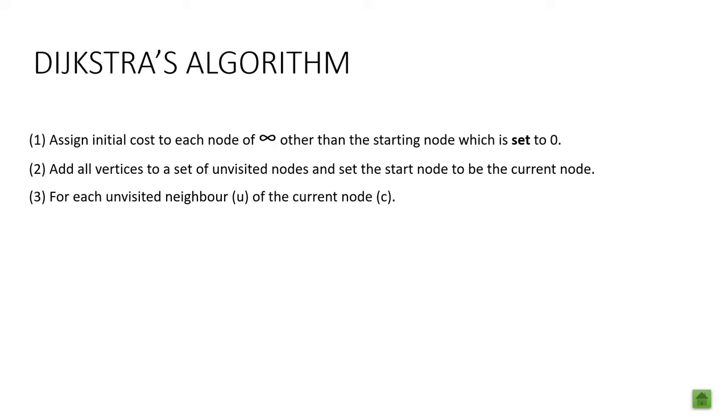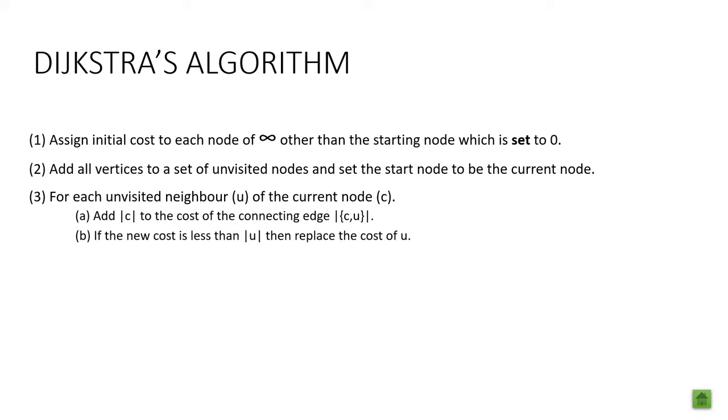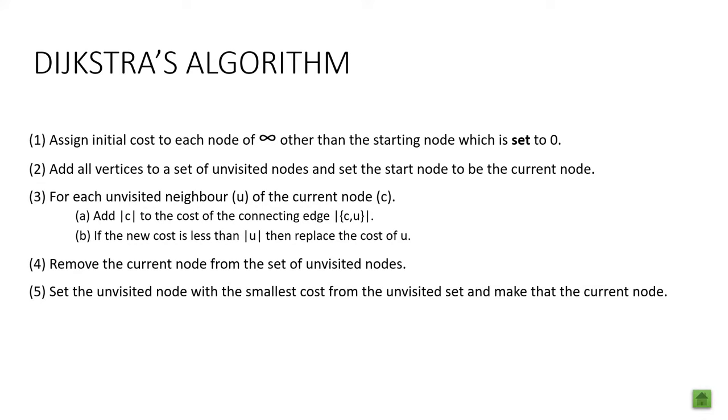For all unvisited neighbors, we put them on one side of the current node. We then visit each unvisited neighbor of the node, and then we just simply add the costs up as we go through. And if we come across a node that has a new cost that's less than the current cost there, then we replace it because we found a faster route. And then we remove the current node from the set of unvisited nodes because we've been there. Remember, once we've been to a node, we can never go back again. So we then put that in the visited list. And then we repeat steps 3 to 5 until we've visited every node.